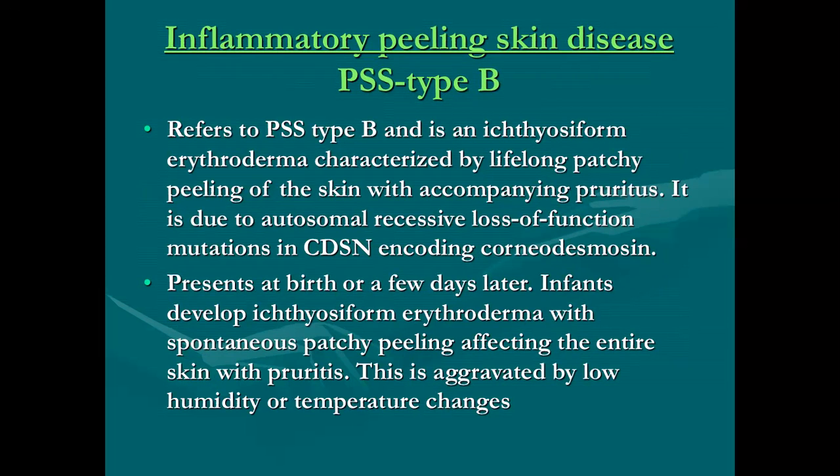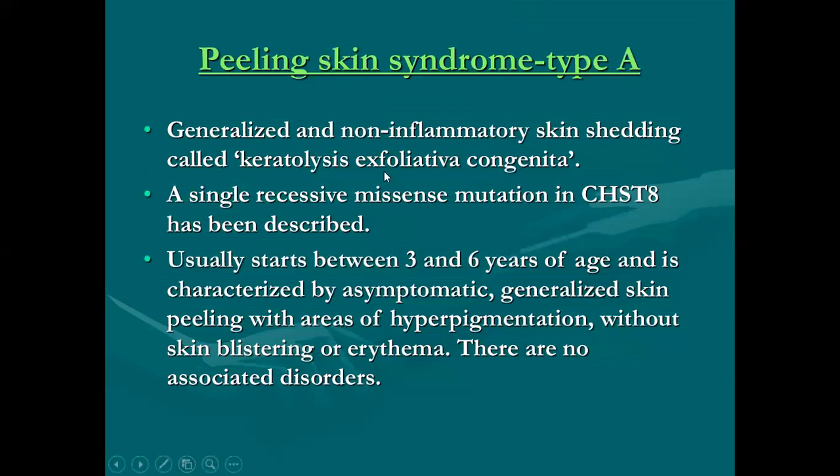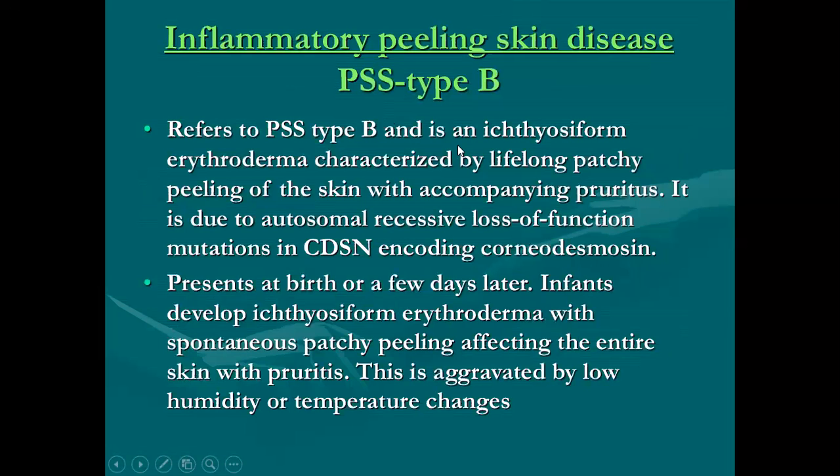Then the third variety is inflammatory skin peeling. The previous one was non-inflammatory skin peeling. Now this is the inflammatory peeling skin disease, which refers to PSS type B and is characterized by ichthyosiform erythroderma with a lifelong patchy peeling of the skin accompanied by pruritus. Inheritance is autosomal recessive and is because of loss of function of or mutation in the CDSN gene that encodes corneodesmosin.